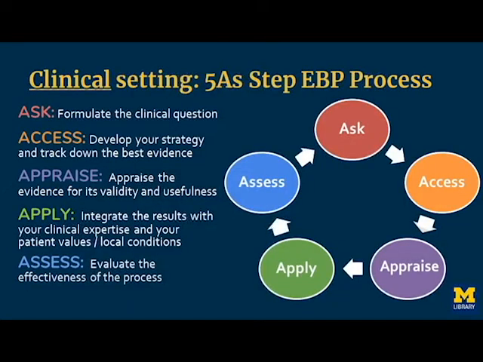Now, when we think also about the steps of finding evidence in the clinical setting, and remember, today we're talking about the research setting, but this is an example of the 5 A's, and we have gone over this before, but the 5 A's are ask. It's so important to formulate that clinical question, right? Access, developing the strategy to track down the best scholarly evidence. Appraising, being able to identify the evidence for its validity and usefulness.